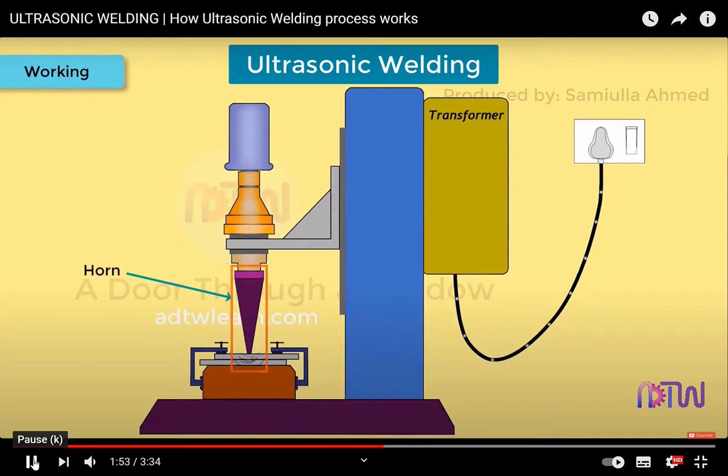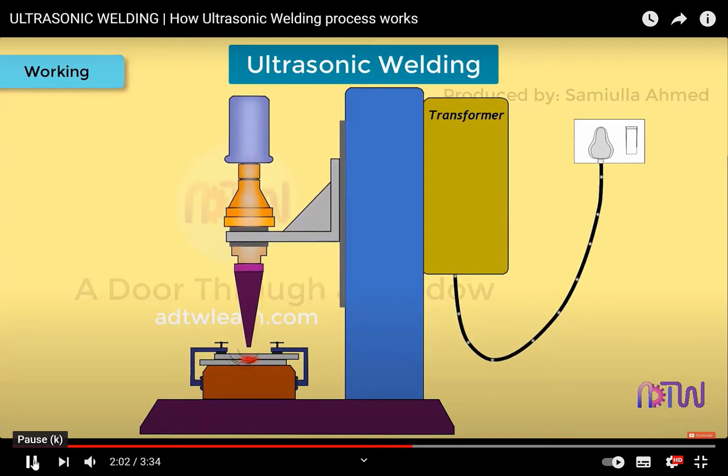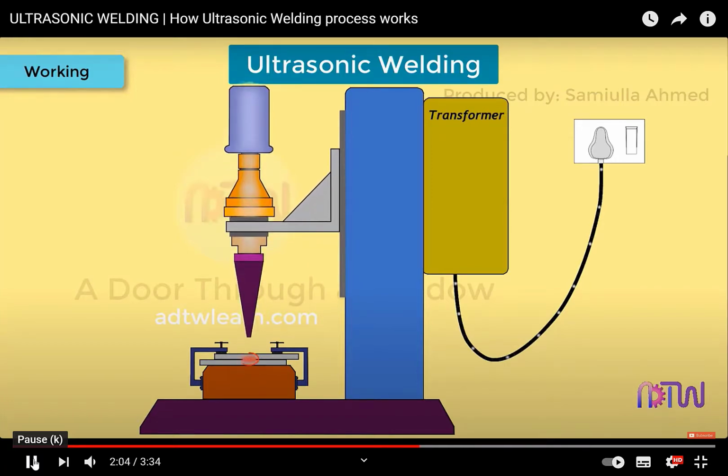This vibrational energy at the contact between the two workpieces generates local friction and shear force and produces plastic deformation, thus generating heat, and the two pieces are joined together at the interface metallurgically upon cooling.